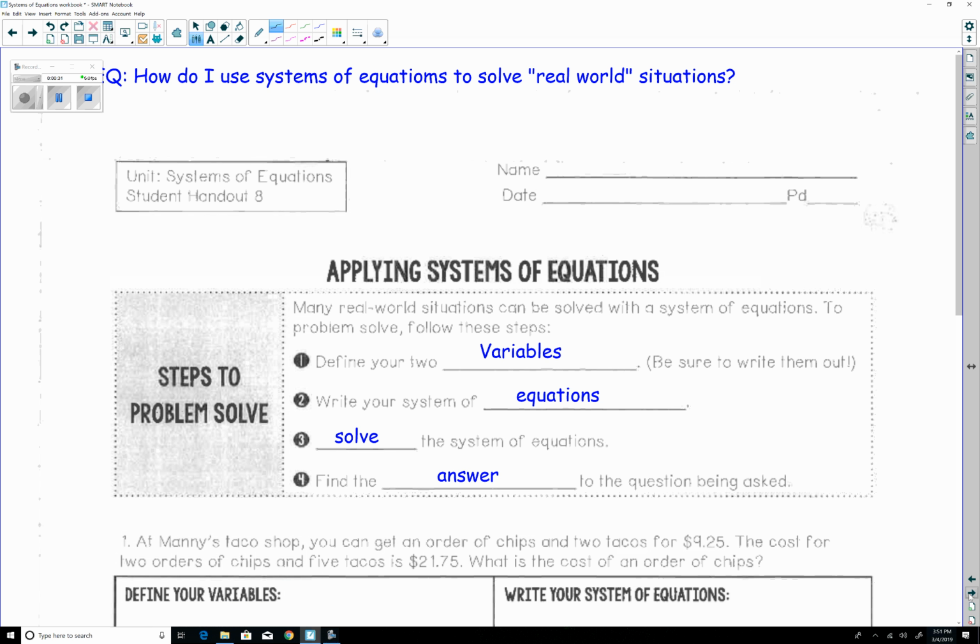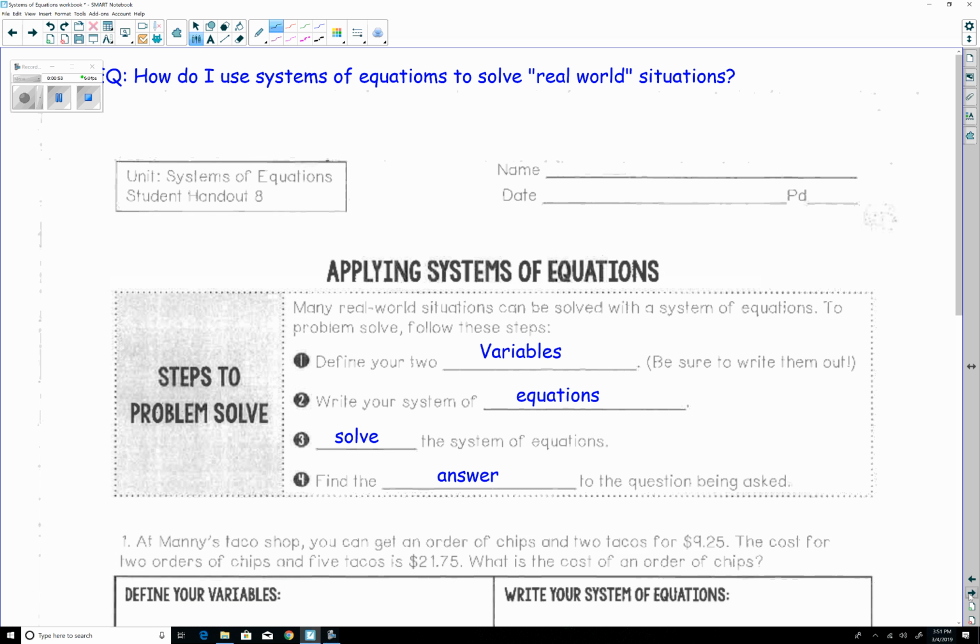In the top half of the page, we have some fill-in-the-blank notes. Let me just read those aloud to you. Applying systems of equations. Many real-world situations can be solved with a system of equations. To problem solve, follow these steps. First, define your two variables. Make sure that you're going to write them out.